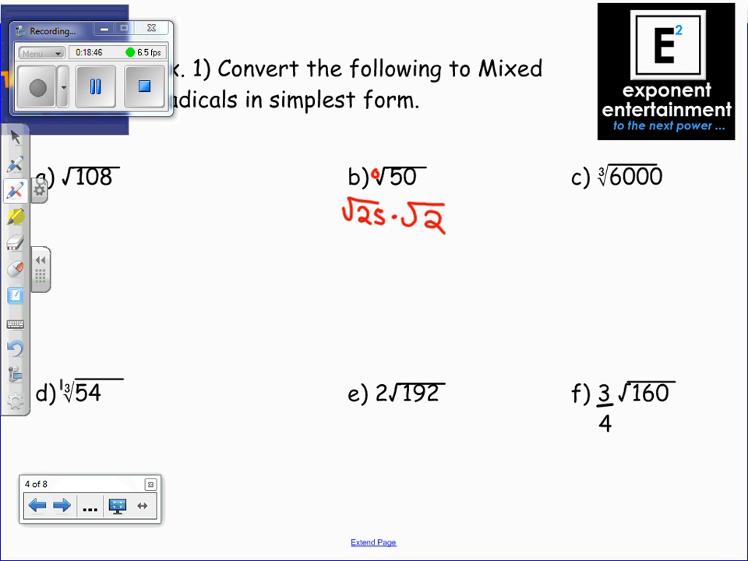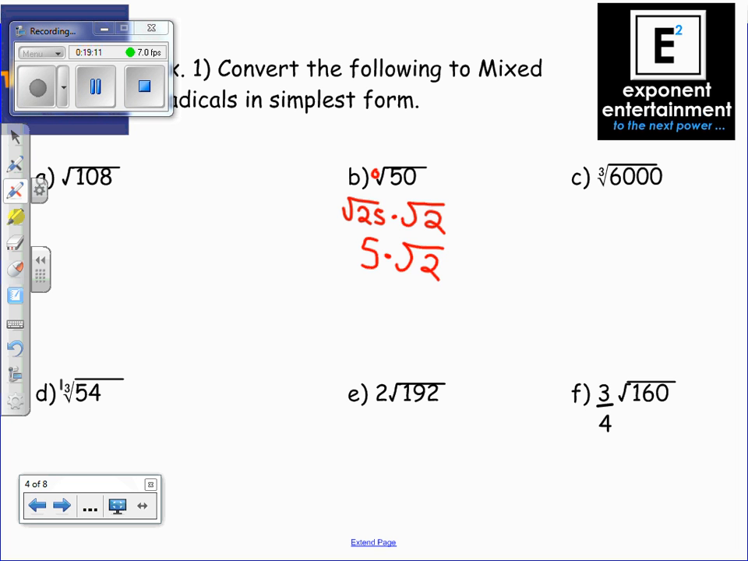Yeah, that's exactly the answer. So, the square root of 25, the reason that we're picking numbers from this chart is because it's going to give us a whole number. So the square root of 25 is equal to what? 5. Times the square root of 2. And that's your answer. That's it. You're good. Got it?